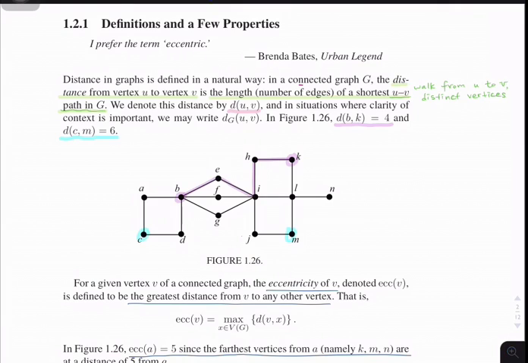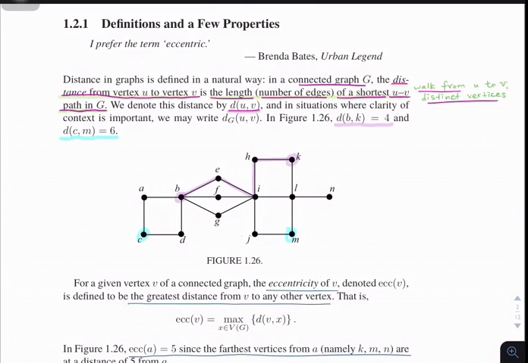So given a connected graph G, the distance from vertex U to vertex V is the length, which is the number of edges, of a shortest path from U to V in G. And remember that a path is a walk with distinct vertices. We denote this distance by d(U, V).